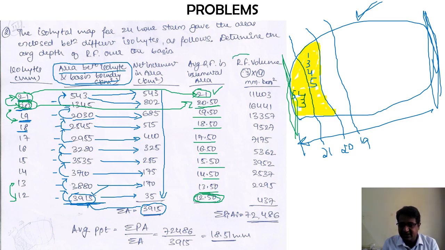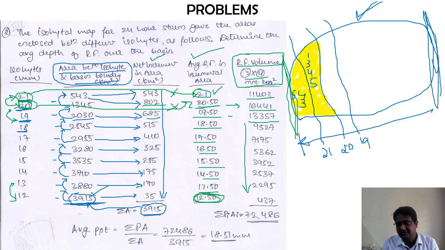Now in the last column of calculation, we have the rainfall volume. That will be incremental area into the average rainfall. With respect to individual values, 543 into 21 will give me 11,403. So the third column and fourth column will give us the value for the fifth column as indicated here. 802 into 20.5 will give you 16,441. 685 into 19.5 will be 13,357, and so on; you need to go on calculating this.